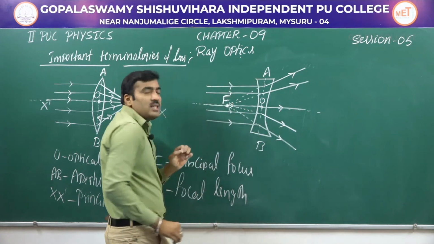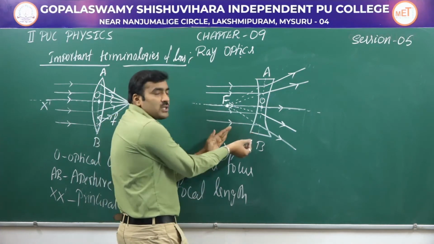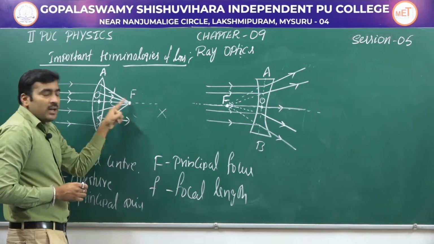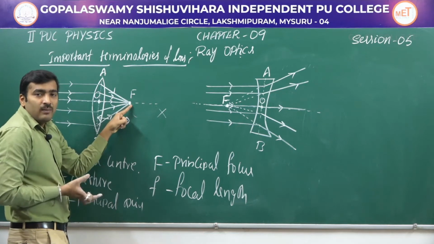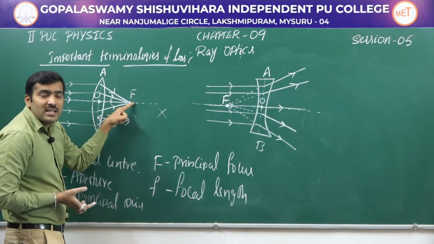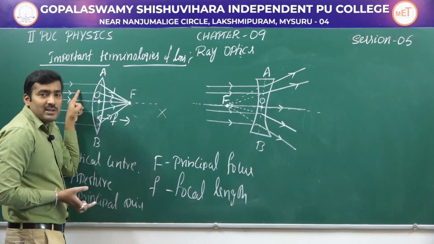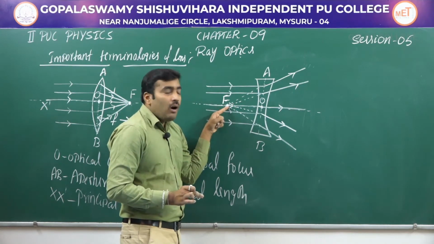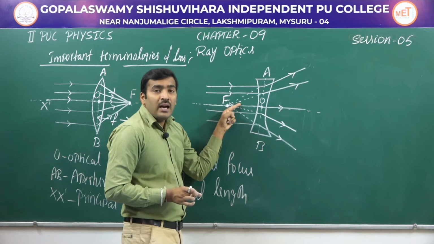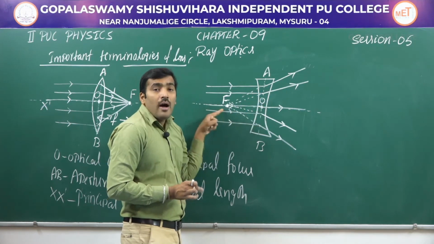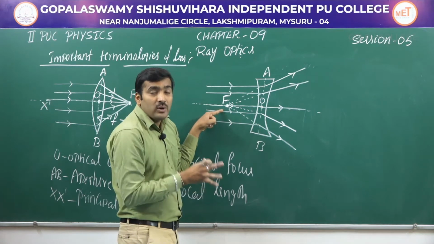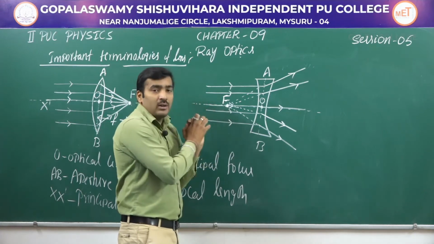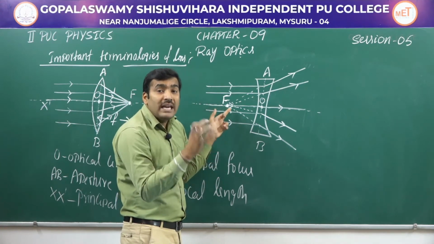So this point F is called the principal focus of a concave lens. Here we define the principal focus as the point on the principal axis such that the refracted rays converge at that point, for the case of a convex lens. But in the case of a concave lens, the principal focus is a point on the principal axis such that the refracted rays appear to diverge. They are not actually diverging from that point, but they appear to diverge from that point. So this is the principal focus of a concave lens.